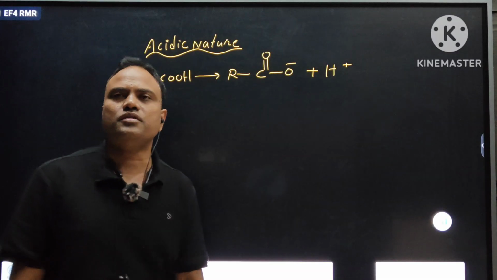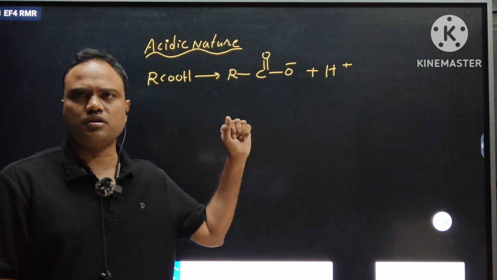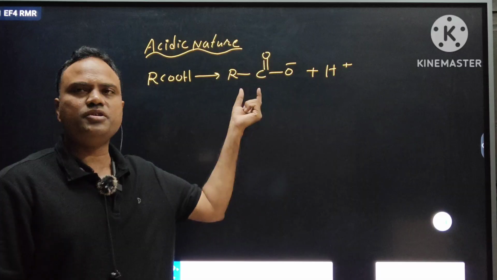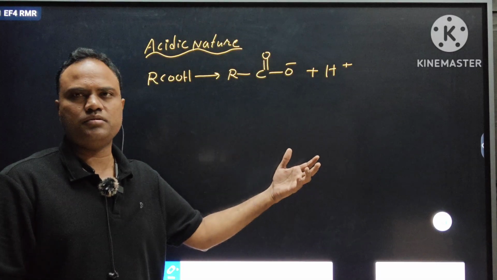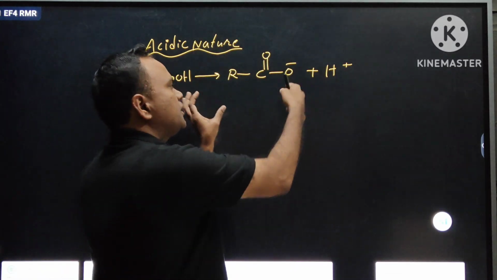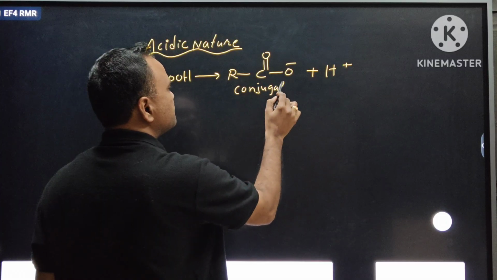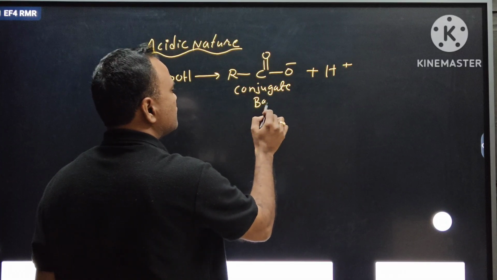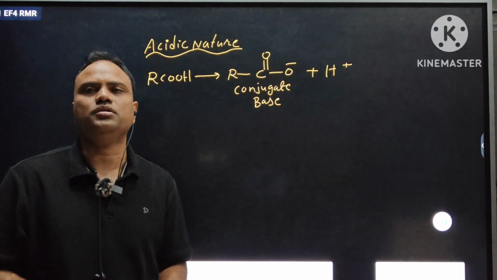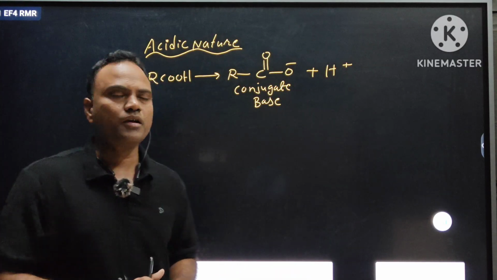Comparison of acidic nature of carboxylic acids. See, in GOC we discussed this already. This is called the conjugate base. The species obtained by removing H plus from the acid is called the conjugate base. This is the acid; we removed H plus, and the negative part is called the conjugate base.